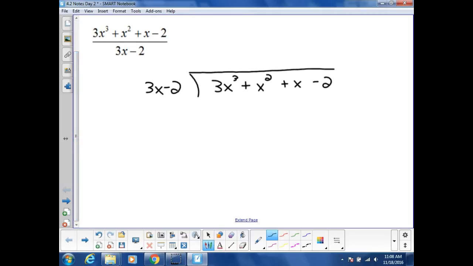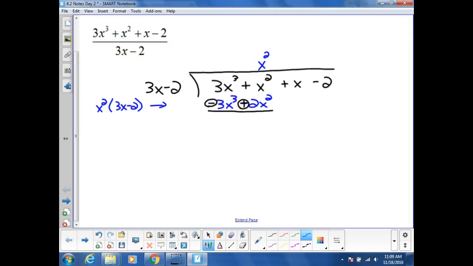Okay. First needs to be x squared, right? Okay. So then we got 3x cubed minus 2x squared. That again was x squared times 3x minus 2. Okay. Then we do what? Change the signs.